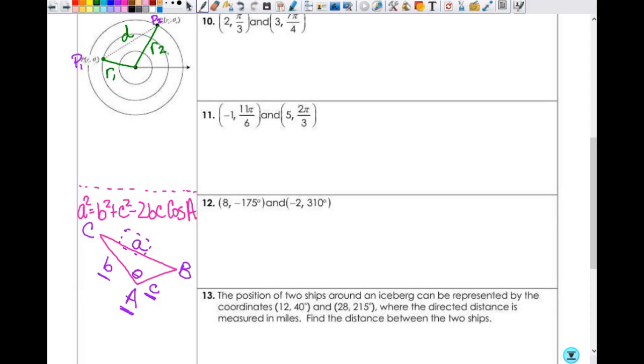Okay. Then I also need this angle that's coming off the pole here. Well, here's what I know. I know to get from the axis all the way here is theta 1. To get from the axis here is theta 2. So how do I figure this out? Subtract them. So it's theta 1 minus theta 2.